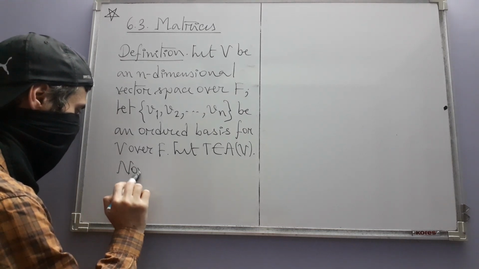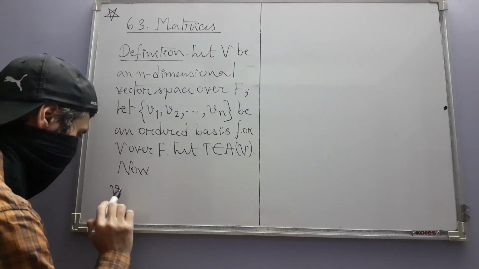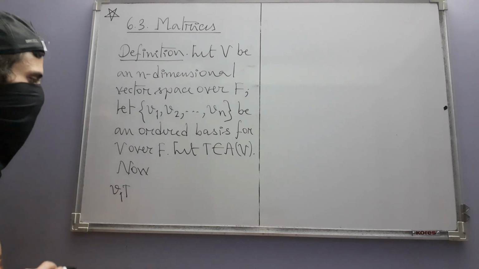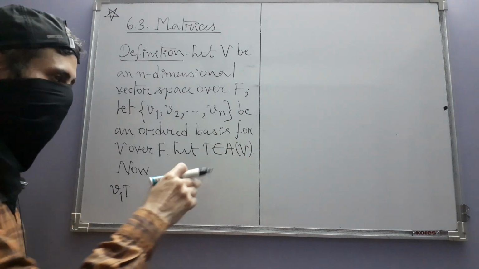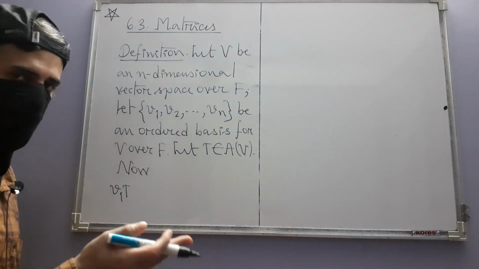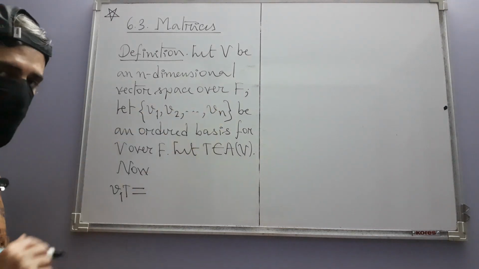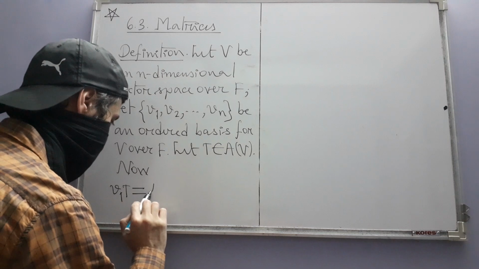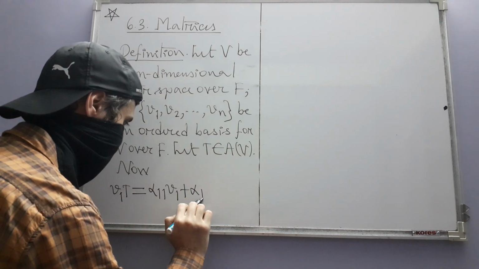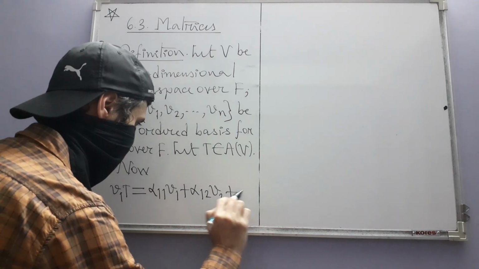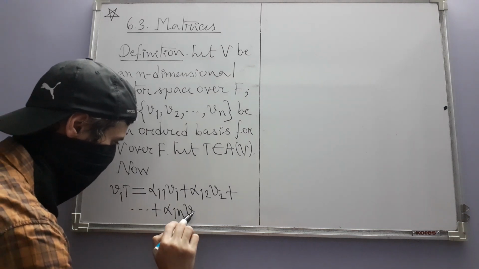Now note one thing. V1t, if we apply t on V1, then we get V1t. Now V1t is a vector in V again because t maps V into itself. So V1t will be a linear combination of these basis vectors. Say that linear combination is this: alpha 11 V1 plus alpha 12 V2 and so on plus alpha 1n Vn.